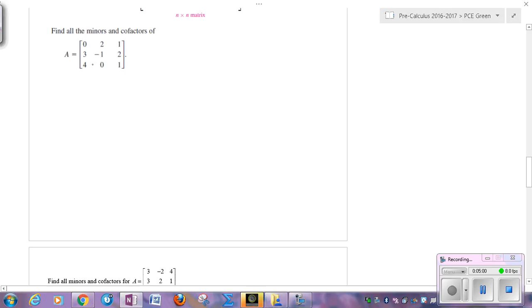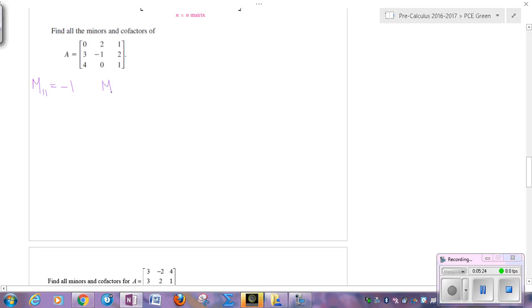Now, when we first talked about matrices, we said that when you named a position, you named it by the row and then by the column. So this stands for the minor in the first row, first column. So I'm going to cross out the first row and the first column. And I'm going to say -1 minus 0. So that's going to be -1.